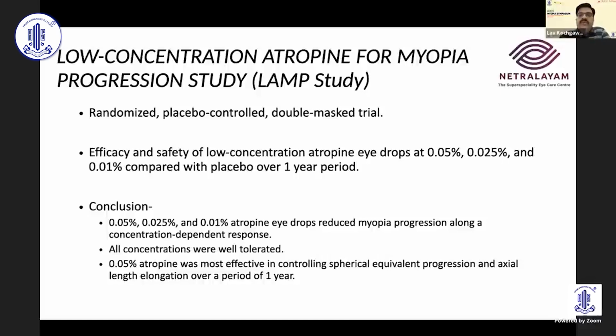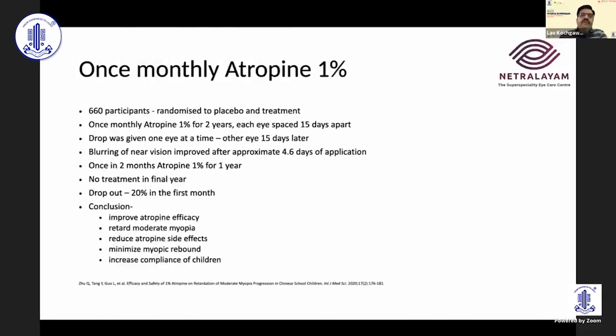And what they did was they compared 0.05, 0.025, and 0.01 over a period of 1 year. And what they concluded was all these three concentrations reduce myopia progression along a concentration dependent response. So higher concentration had a better response. All concentrations were well tolerated, but according to them, 0.05 was the most effective in controlling the spherical equivalent progression over a period of 1 year.